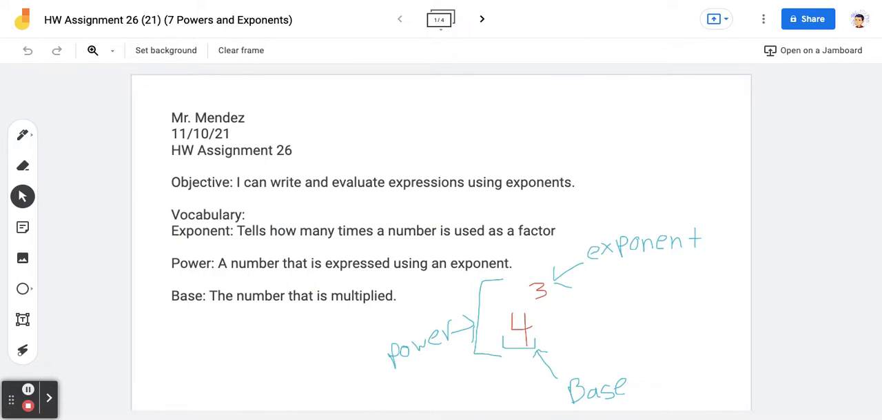Vocabulary here. An exponent tells us how many times a number is used as a factor. A power is a number that is expressed using an exponent, and the base is the number that is multiplied. So we have all three parts right here. As we can read here, 3 is our exponent, 4 is our base, and the combination of those, 4 to the third power, is our power. We could read this as 4 to the third power, 4 cubed, or 4 to the power of 3.